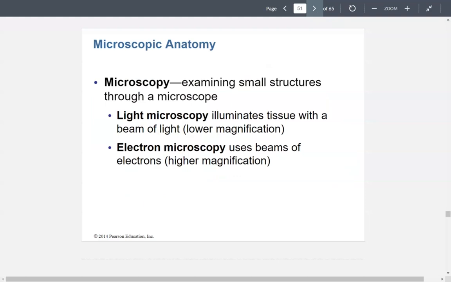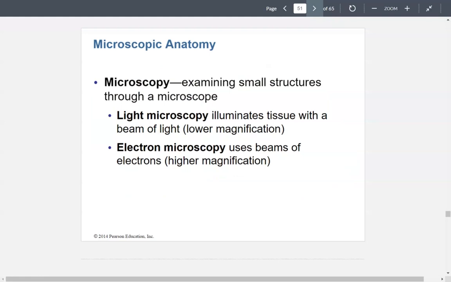Now we are going to move from here straight into some imaging here. So, microscopic anatomy. Things we cannot see with our naked eye. How do we see them then? Well, that's going to be done through microscopy.